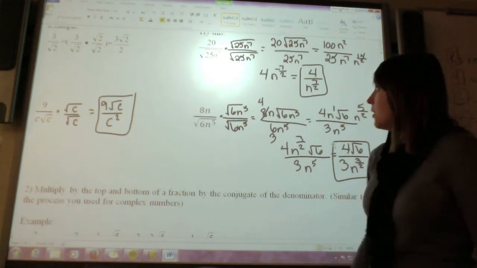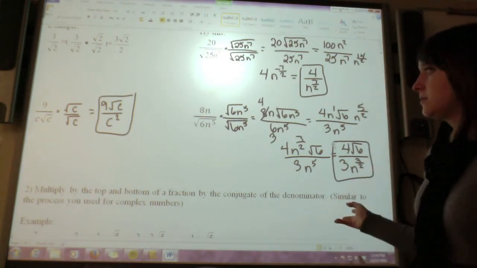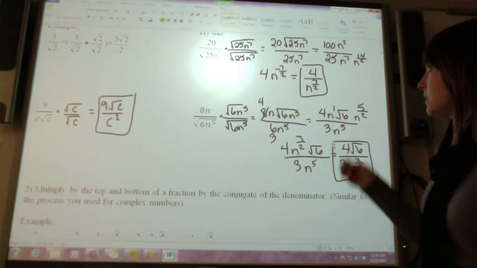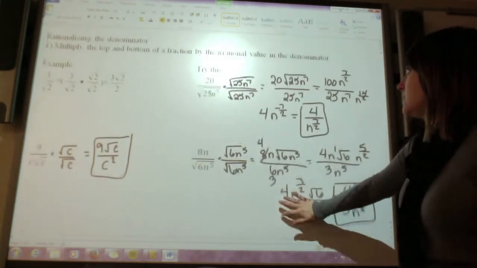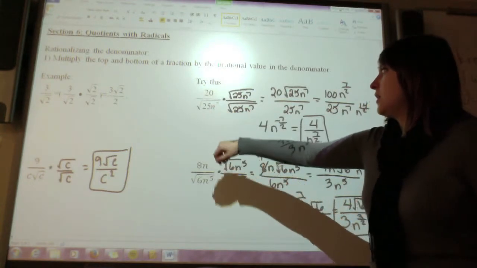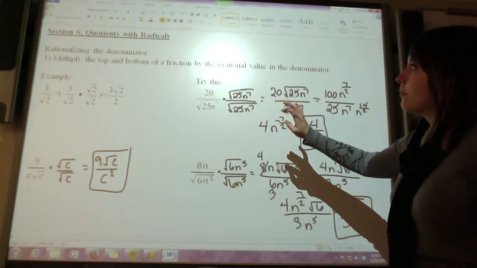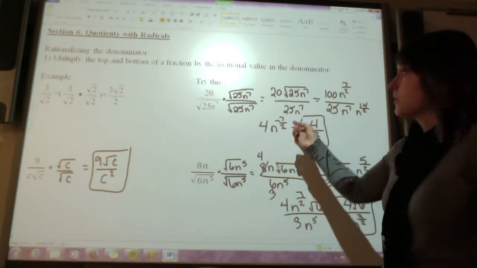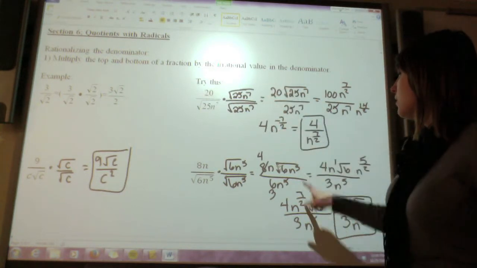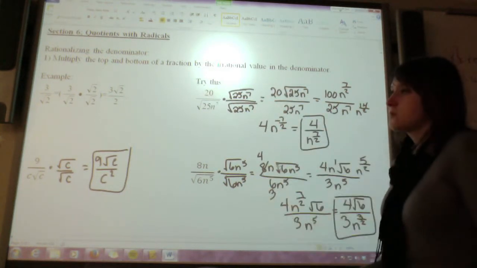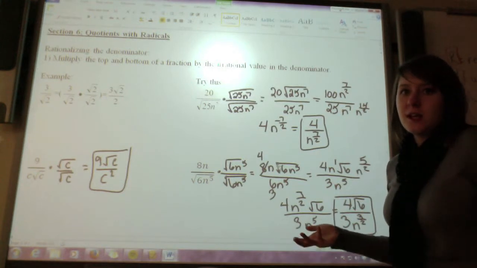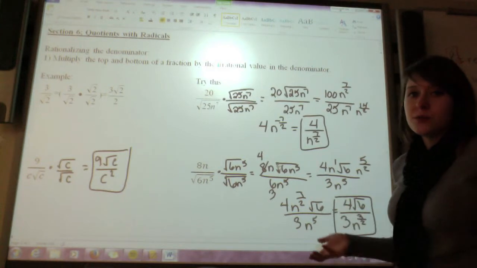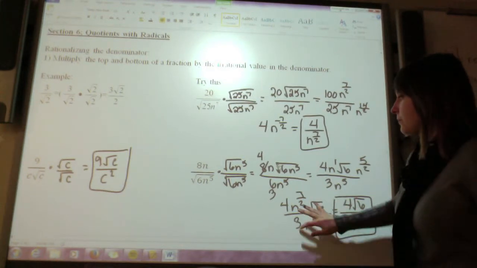For these problems, notice that I simplified down pretty far. You don't necessarily have to get that far. You just need to know the process of getting rid of that radical in the denominator. So I think that for some of the answers in the book, they might just go down to this far or this far, which is fine. Eventually, towards the end of the chapter, you will have to simplify these down all the way, so that's why I just went through them and did them all the way.